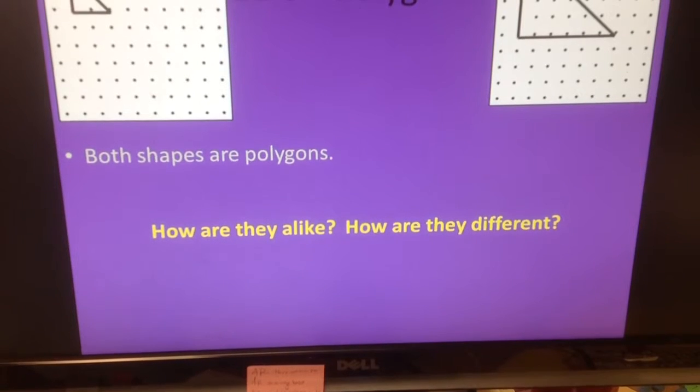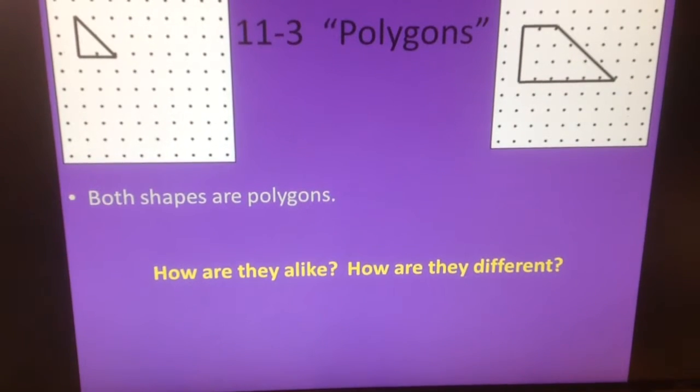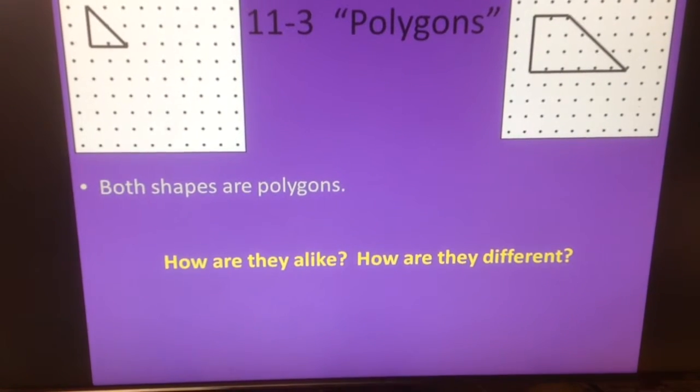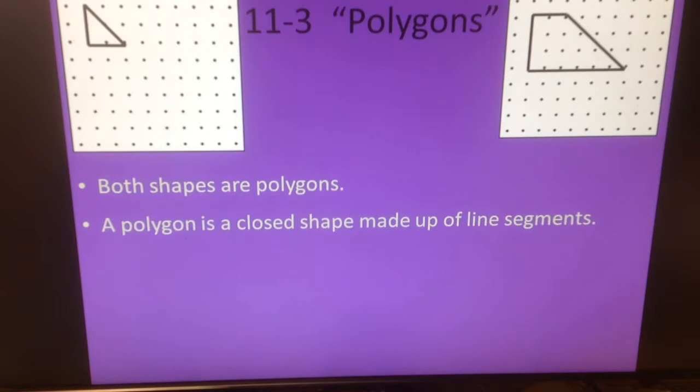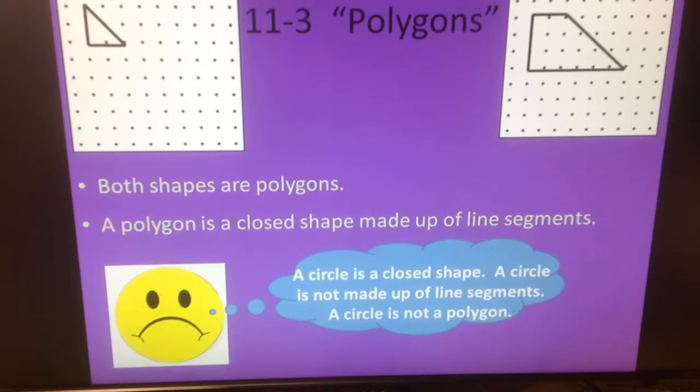Okay, we looked again at those shapes and we talked about how they're alike and how they're different. They are both polygons. And polygons, as we know, are closed shapes made up of line segments. A circle is a closed shape. A circle is not made up of line segments. A circle is not a polygon. So we had a sad little circle here.